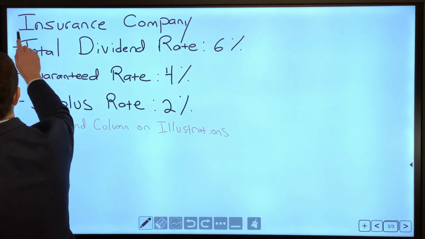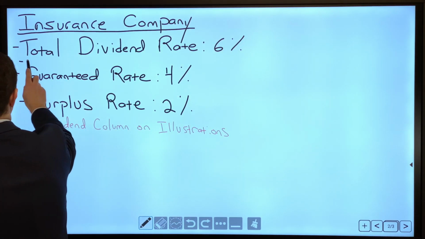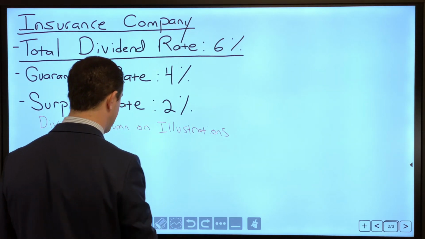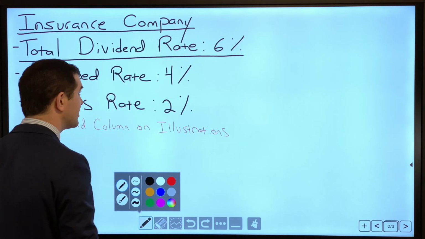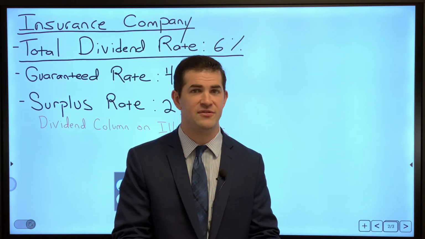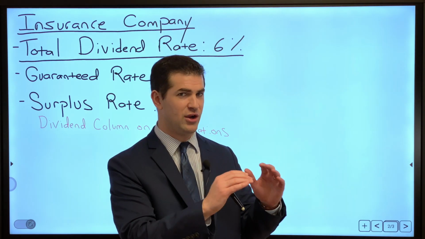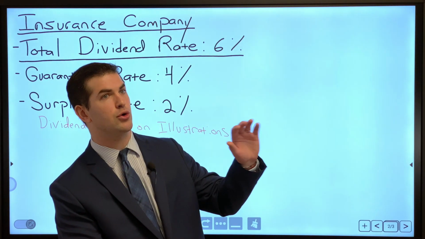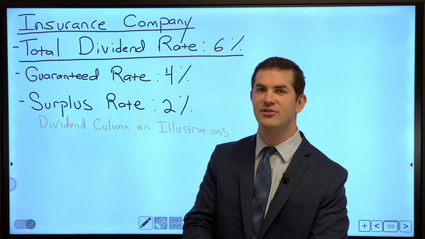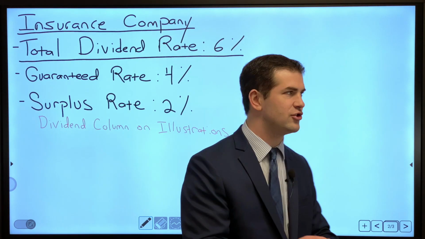So with an insurance company, we're going to go through how the guaranteed rate and surplus works first. So let's assume I have an insurance company. I'm working with a company that has published a total dividend rate of 6%. All right, what does that mean? Well, they credit a gross dividend rate. Remember, dividends are a gross rate credited to policyholders after the cost of insurance and mortality charges.